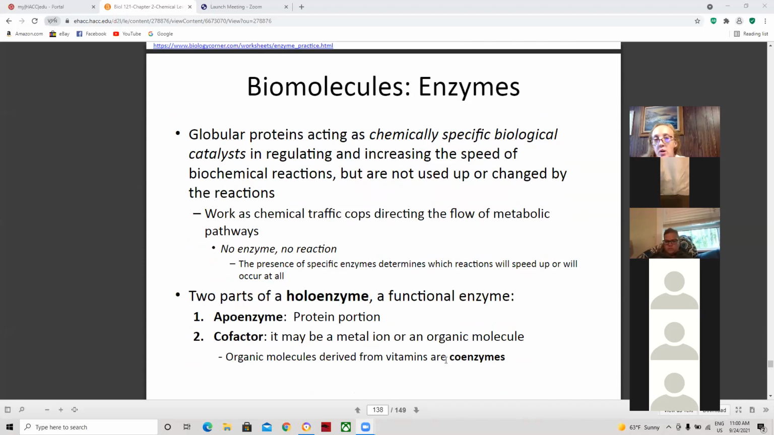So enzymes are globular proteins that act as chemically specific biological catalysts in regulating and increasing the speed of biochemical reactions, but are not used up or changed by the reactions. So they're not changed each time they do the reaction. At the end of the reaction, they come out with the same structure and form they had going in. They work as chemical traffic cops. If they're not there, the reaction doesn't occur. No enzyme, no reaction.